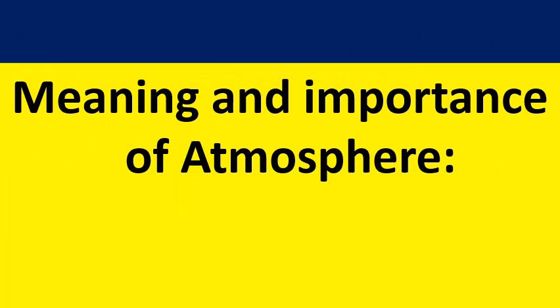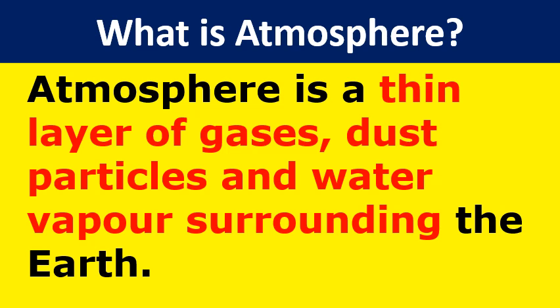Now, let us know the meaning and importance of atmosphere. What is atmosphere? It's very simple, dear students. Atmosphere is a thin layer of gases. We are surrounded by many gases, not only gases, even dust particles too, and water vapor too. All these combined form the atmosphere. So, the earth is surrounded by layers of gases, dust particles, and water vapor. This area is called atmosphere. Sphere is an area which is covered by a thin layer of gases, dust particles, and water vapor.